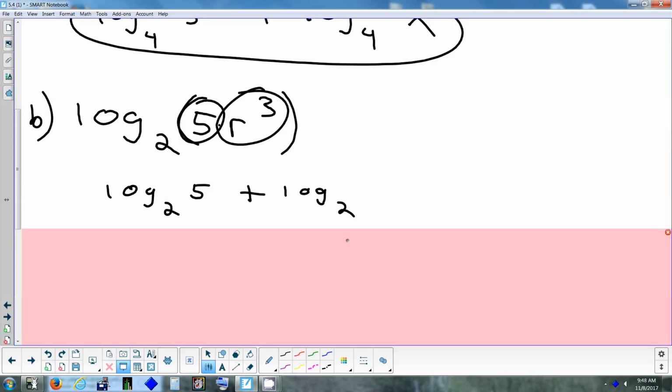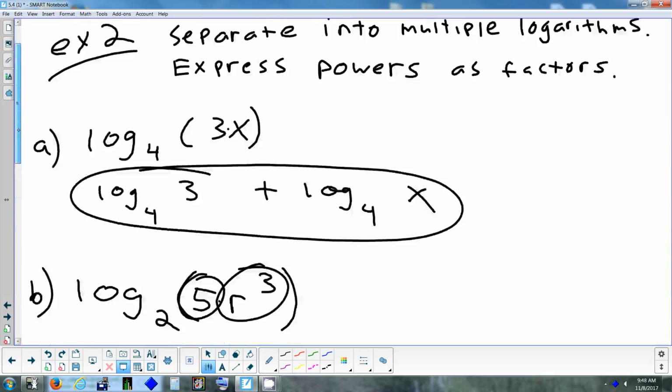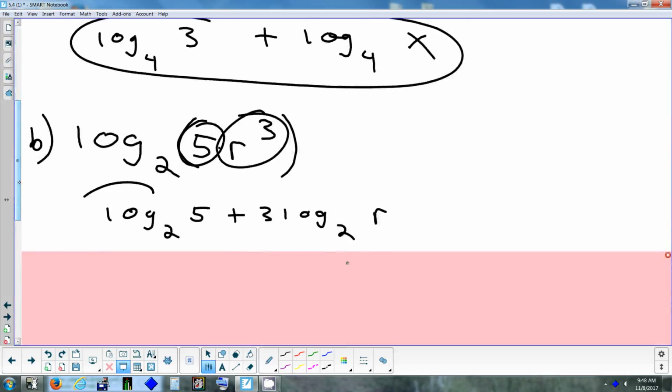Megan, what would the second argument be? It would be r cubed. But what can you do with the 3? Move it in front. And you have to do that because the direction said express powers as factors. Okay. Questions on that one?